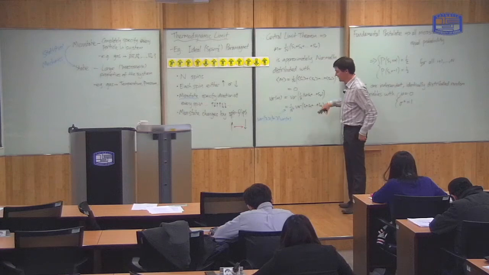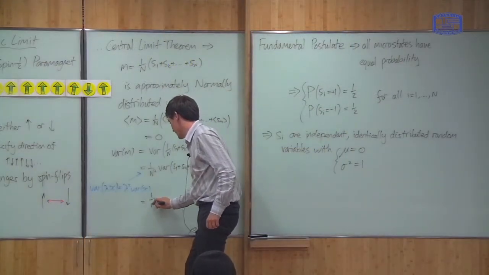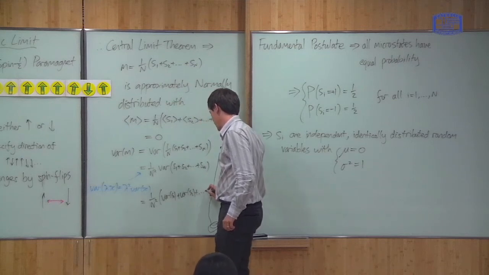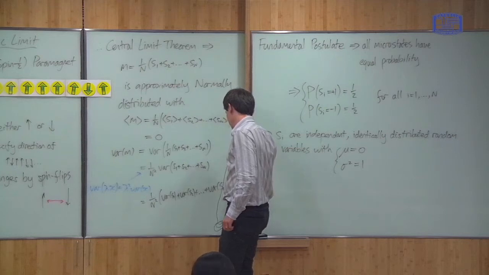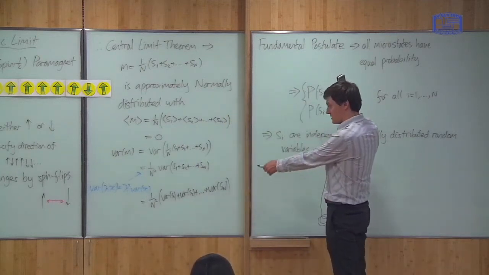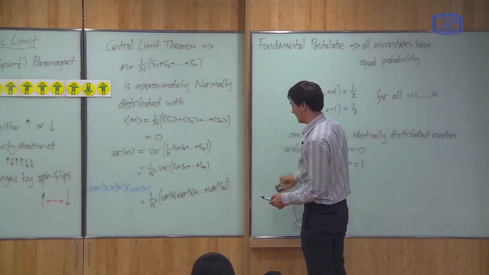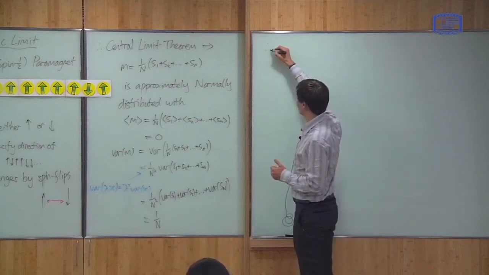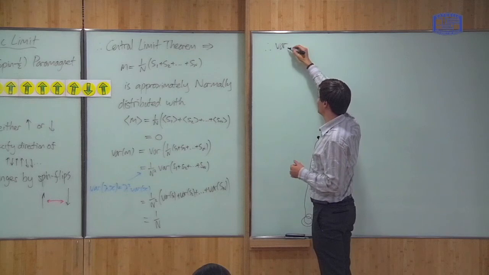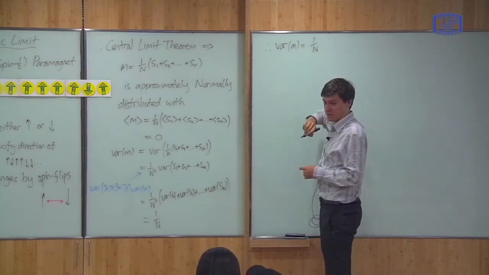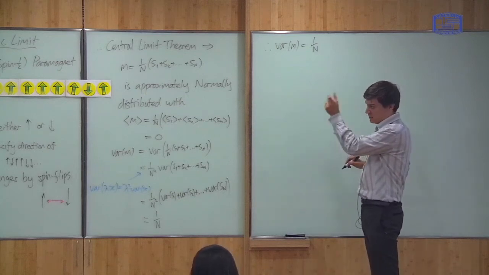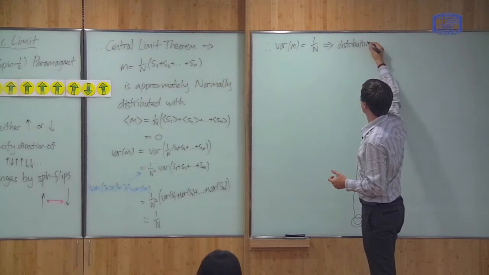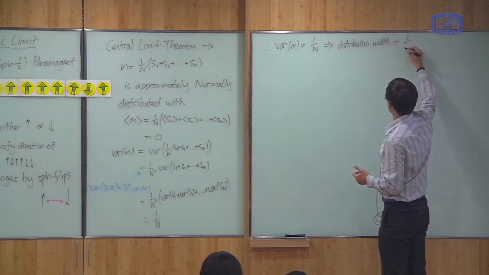But now these things are independent, so therefore we can just add the variances together. This is 1 over n squared times the variance of S1 plus the variance of S2 plus the variance of Sn. And each of these is just equal to 1, and there are n of them. Therefore, the distribution is approximately normal. The mean is 0, and the variance is 1 over n. And remember that the variance is the width of the distribution squared. So this implies that it has a distribution width of order 1 over the square root of n.